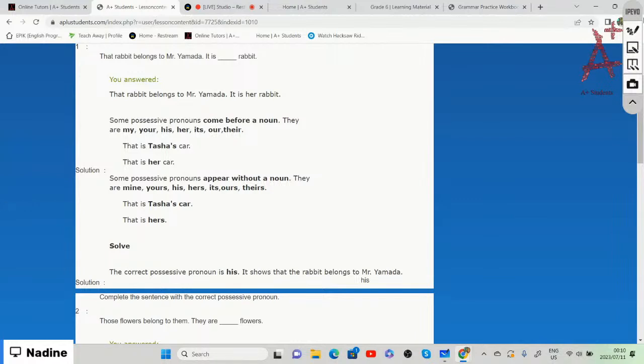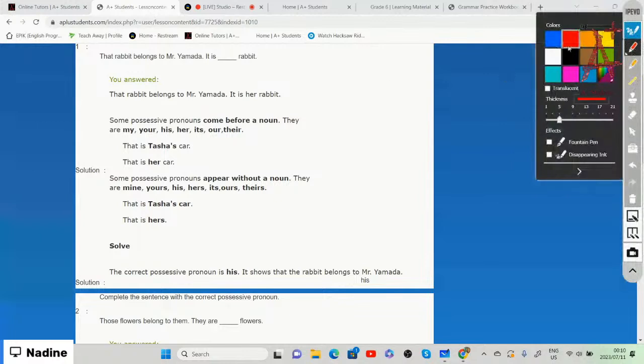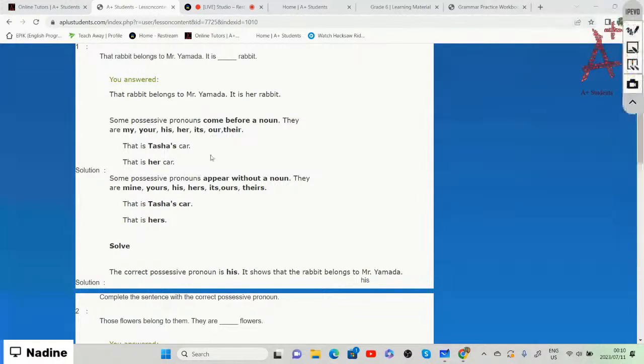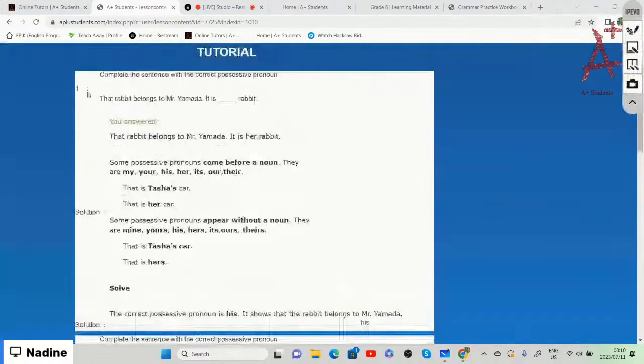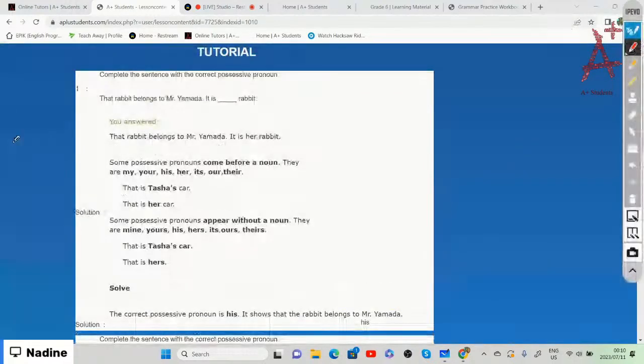All right, so now we're going to look at our example sentence. Let's go a bit up. All right. Yeah, it says that rabbit belongs to Mr. Yamada. We need to complete the sentence with the correct possessive pronoun. So it is whose rabbit, right? So the rabbit belongs to Mr.